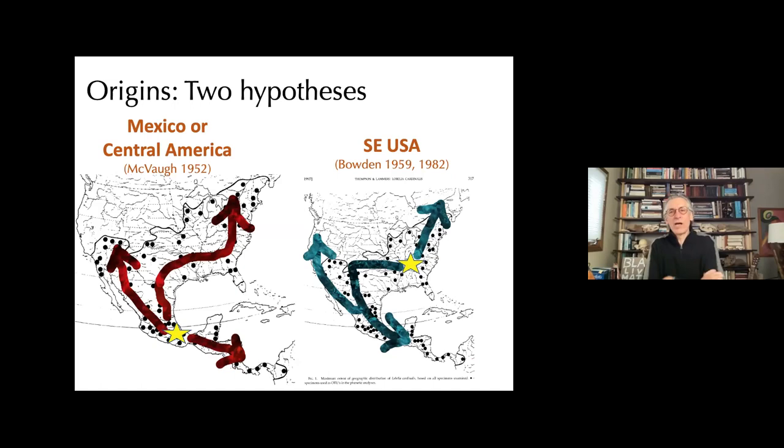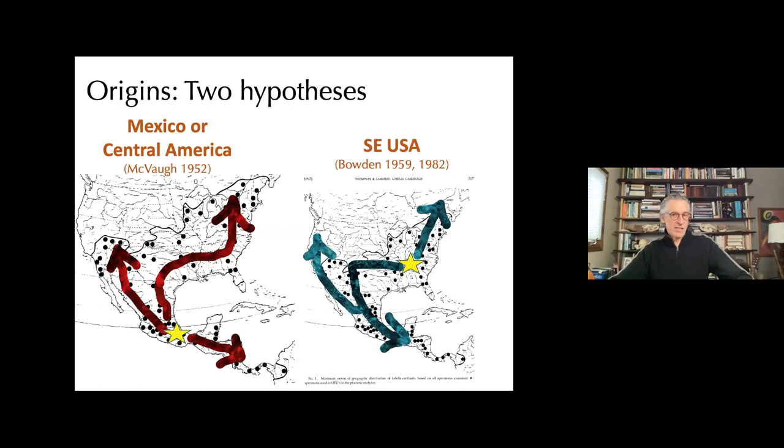Where did this thing arise? Where did it come from? There are two major hypotheses, and these are shown here. So on the left is the one from Rogers McVaugh, from 1952. And he believed that the species arose somewhere in Mexico or south, and then it moved southward into Central America and also northward along two routes. So the left route here would be up along the mountain range, the Sierra Madre Occidental.